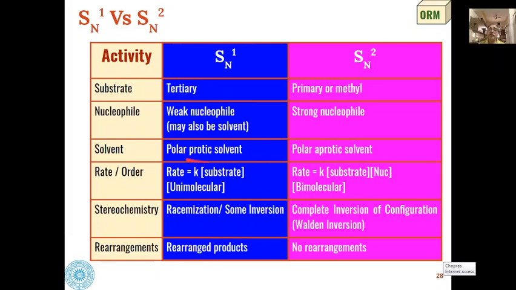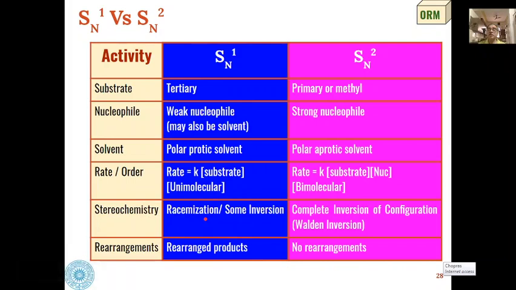Then, for the solvent, polar protic solvents favor the SN1 reaction, whereas polar aprotic solvents favor the SN2 type of reaction. And for rate of reaction, you already know that in case of SN1 it is dependent on the concentration of only the substrate, whereas here the substrate as well as the nucleophile determine the rate of reaction. So that is why this is a bimolecular nucleophilic substitution and this is a unimolecular nucleophilic substitution.